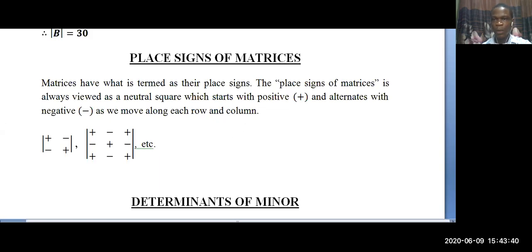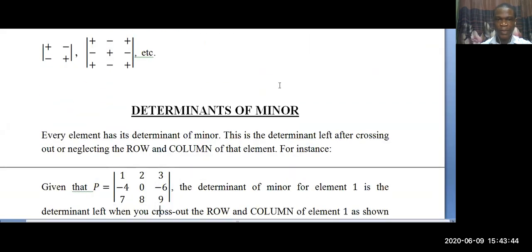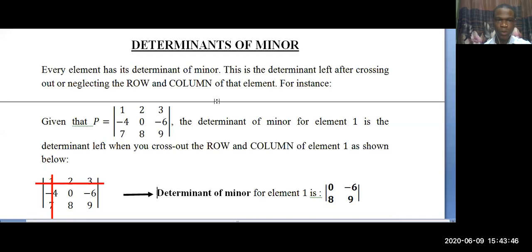Okay, so now going to determinant of minor, which we are going to use to end this section. What is determinant of minor? Okay, that's correct, perfect. So she said she understood.